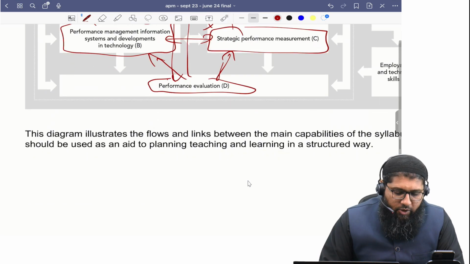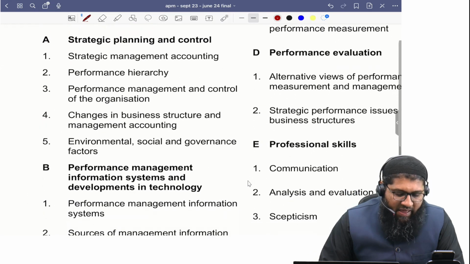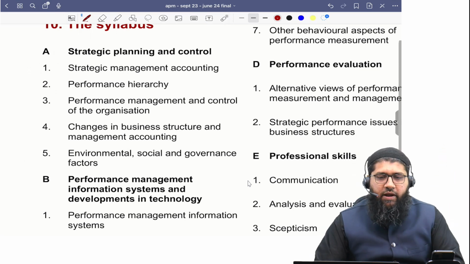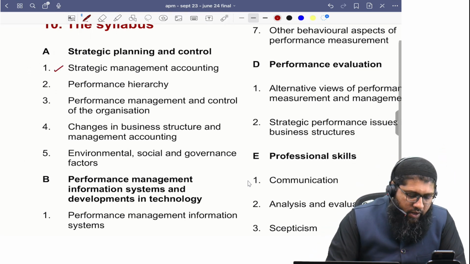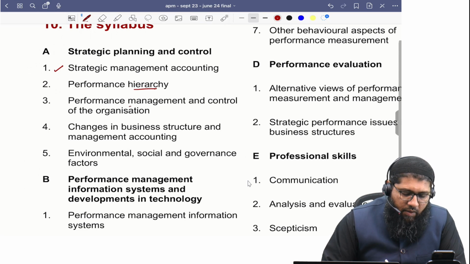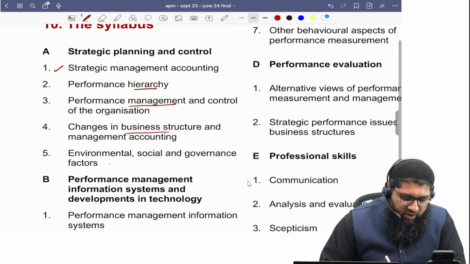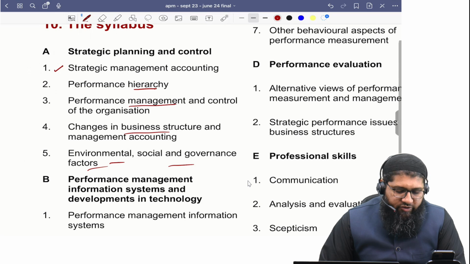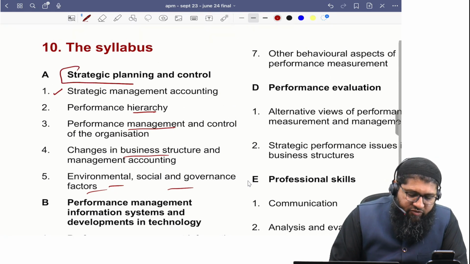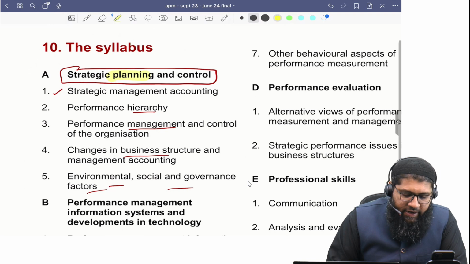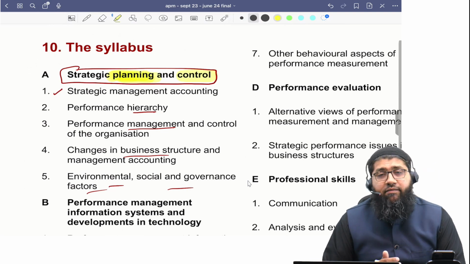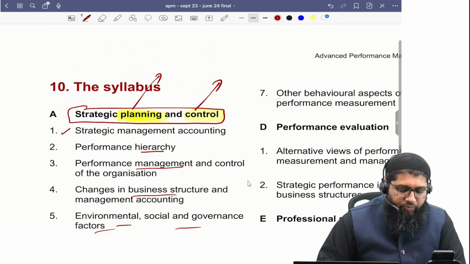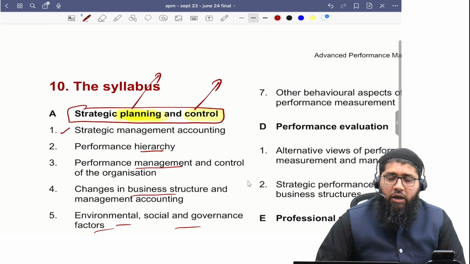Basically, when you talk about all of them, the first one is strategic planning and control. See, if you have a look at the aspects which are mentioned here: the strategic management accounting, the performance hierarchy, performance management, changes in business structure, environmental, social, governmental, etc. If I could just give you a bit of an idea, see these words, strategic planning and control. They are very detailed and very informative words. You talk about strategic planning, you talk about strategic control.